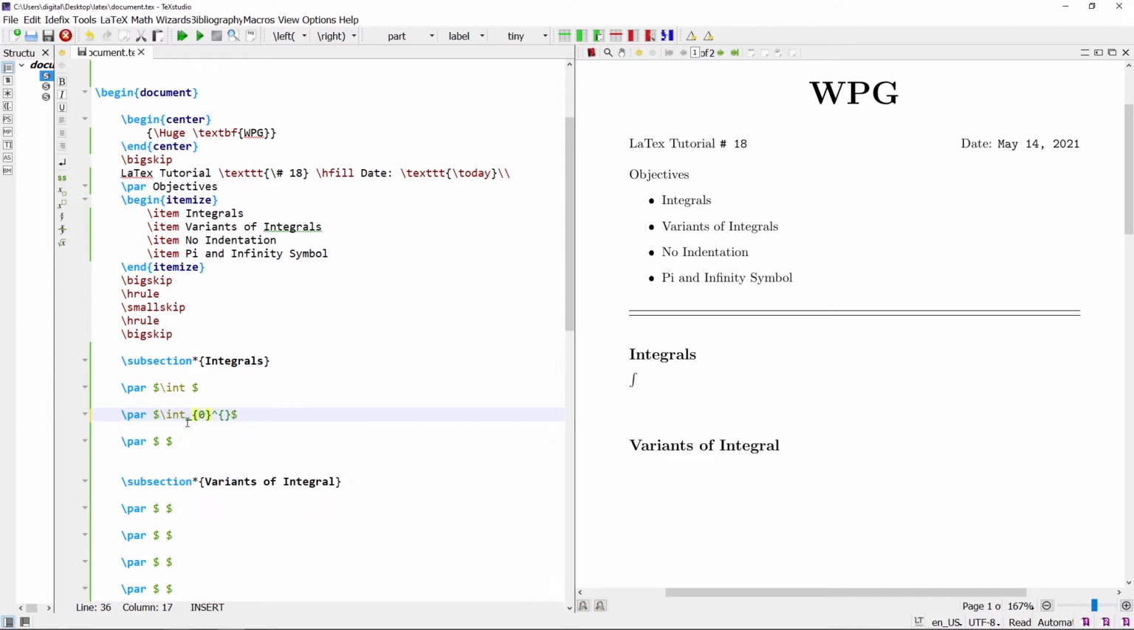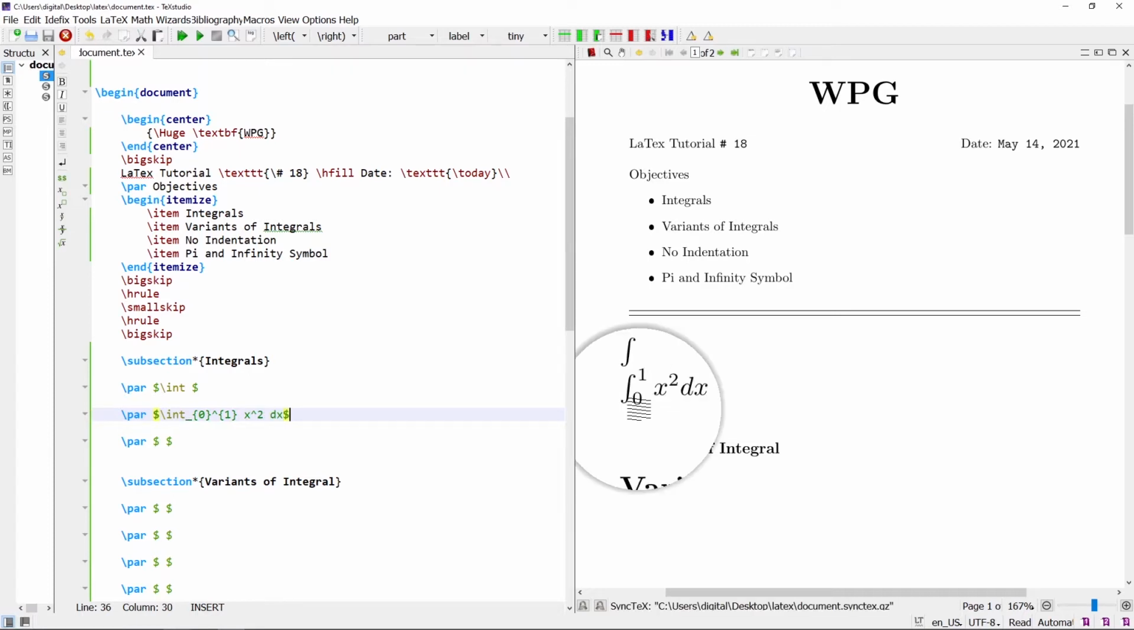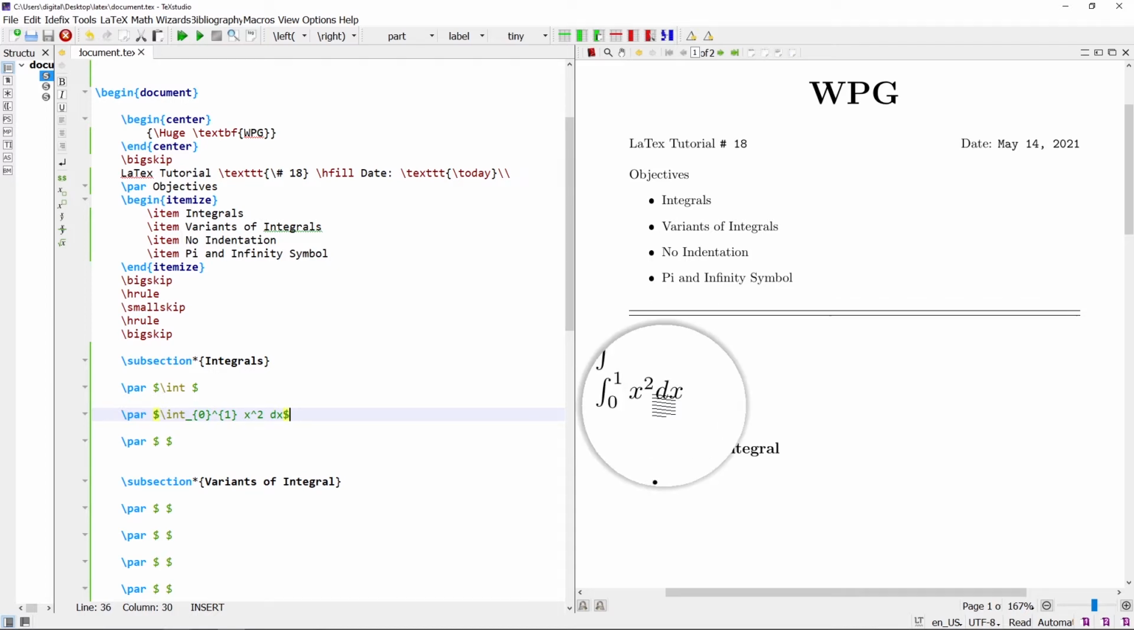In the subscript write 0, and in the superscript write 1, then x square d of x. The limits 0 and 1 come to the right of the integral symbol. To add space between the x square and d of x, write the space command \, (backslash comma). A space is added between the x square and the differential of x.